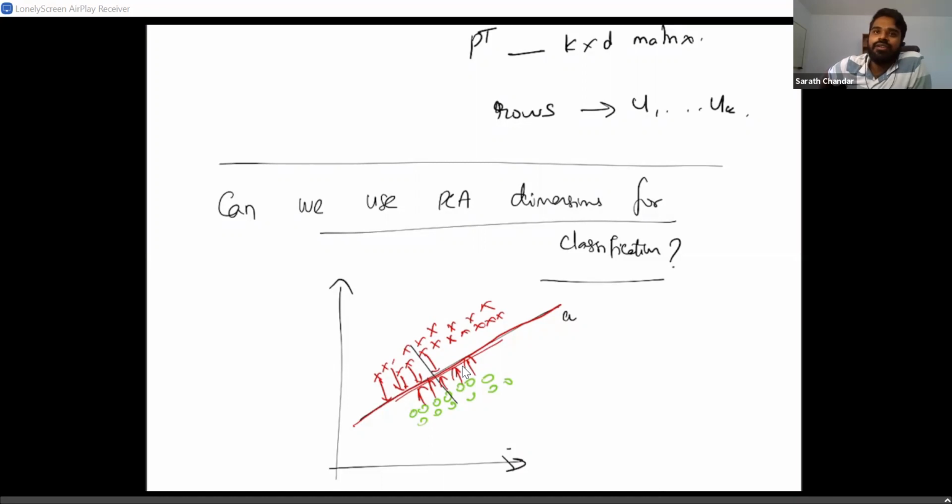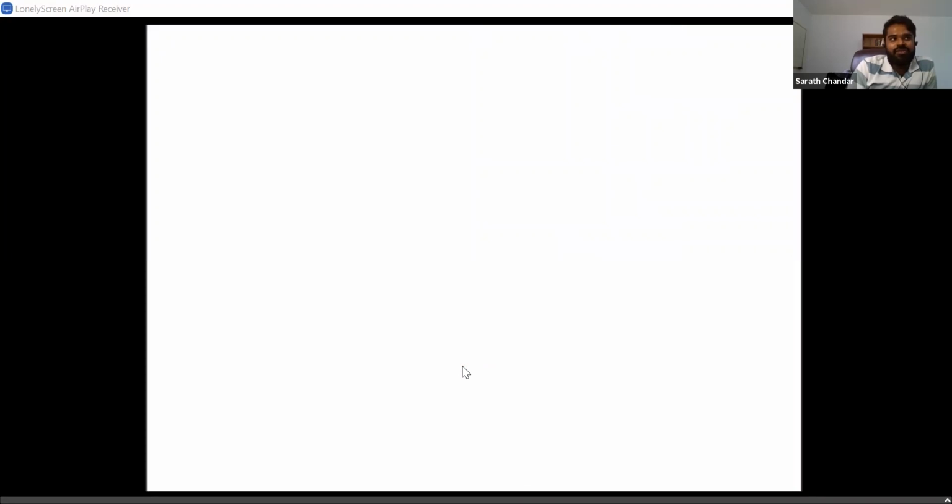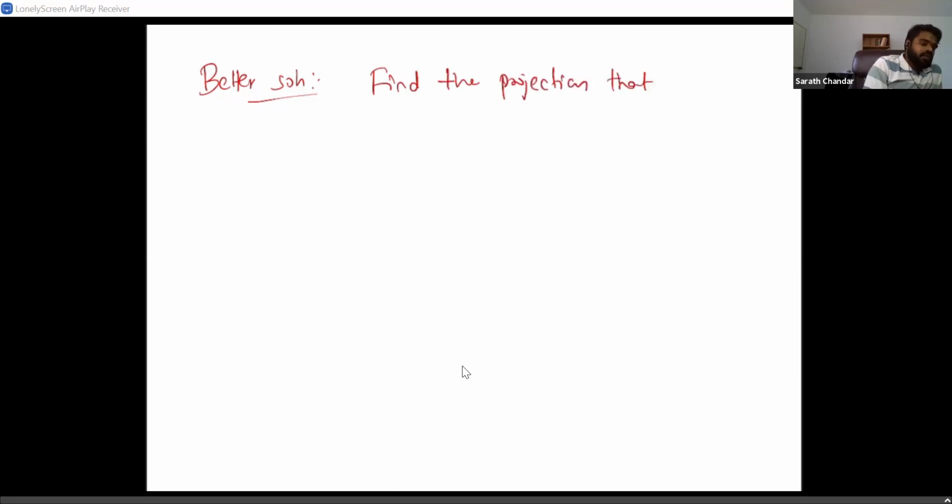Now the next question is: is there any way in which we could do this dimensionality reduction in such a way that the classes are separated so that I can easily do classification? We're going to look at a better solution. Instead of asking for a projection which maximizes the variance, we are going to find the projection that maximizes the class separation.